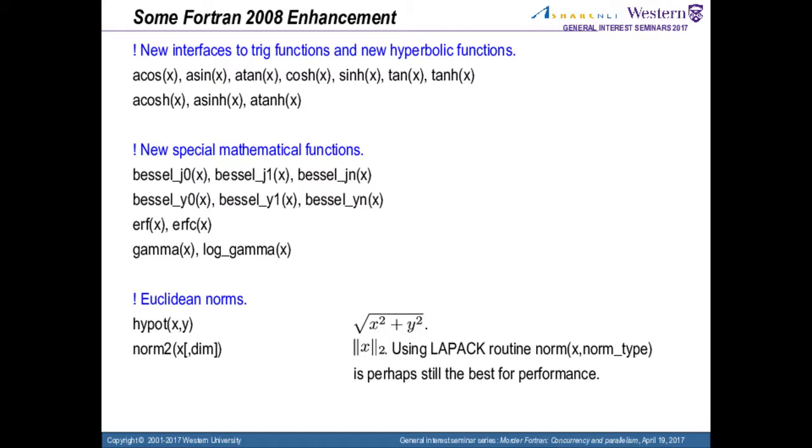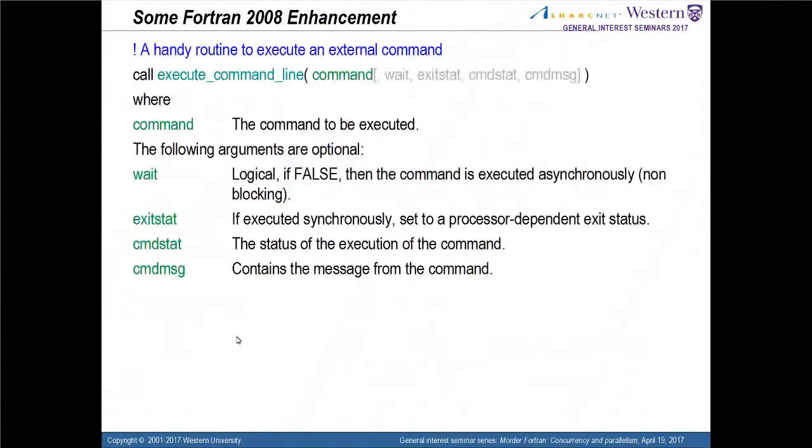And also, we have the new special mathematical functions. These are the Bessel functions and the gamma functions, error functions. These are very useful and commonly used, especially in engineering applications. And some Euclidean norms. These are two new functions provided conveniently.